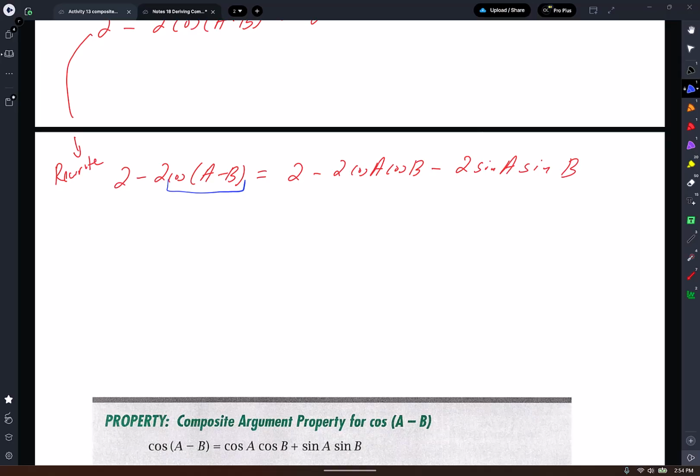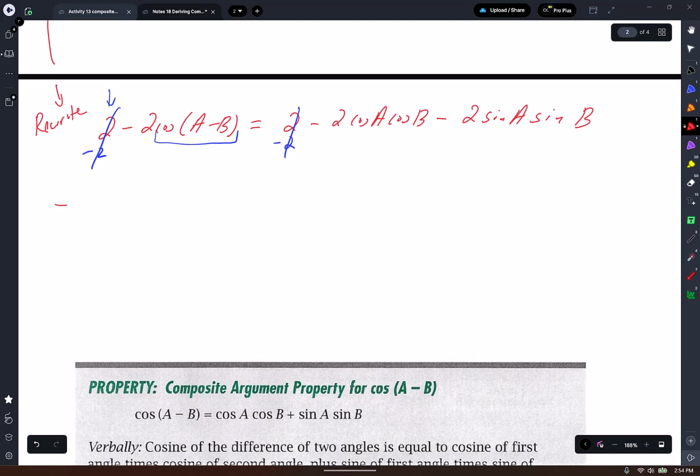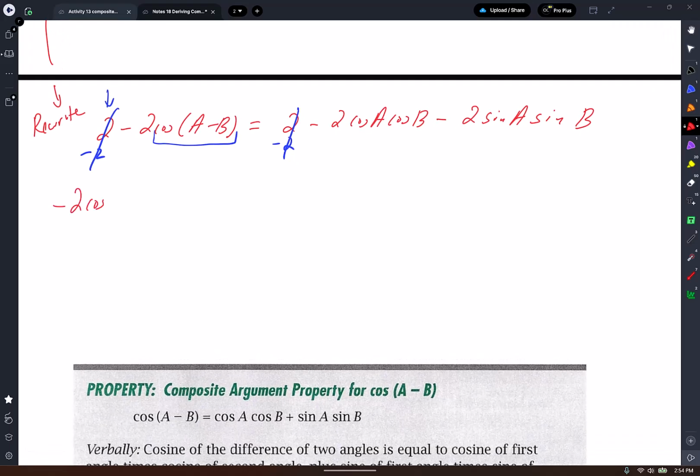So to do that, I got to get rid of this 2 here first. It's 2 minus whatever. So how do I get rid of that one first? Minus 2. Whatever you do to one side, you do to the other. Bam, bam. Those are out. And now look what I have. Negative 2 cosine a minus b equals negative 2 cosine a cosine b minus 2 sine a sine b. We're so close, guys, so close.